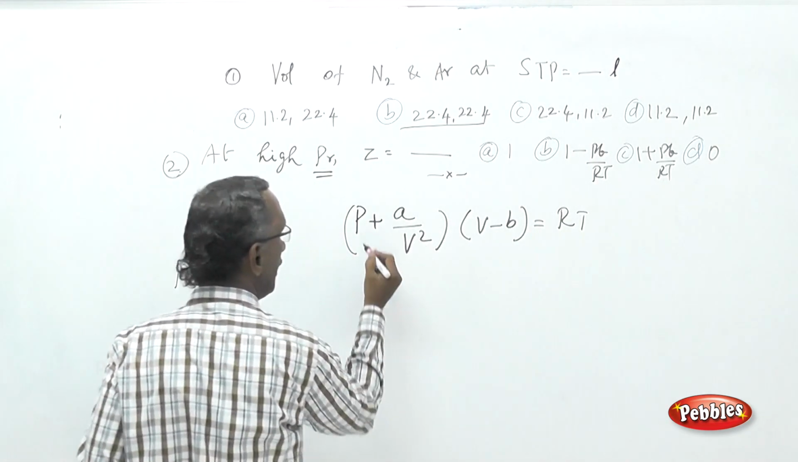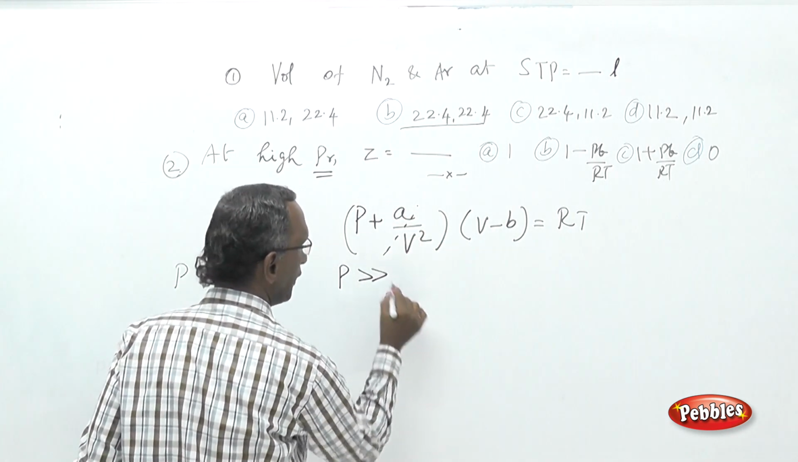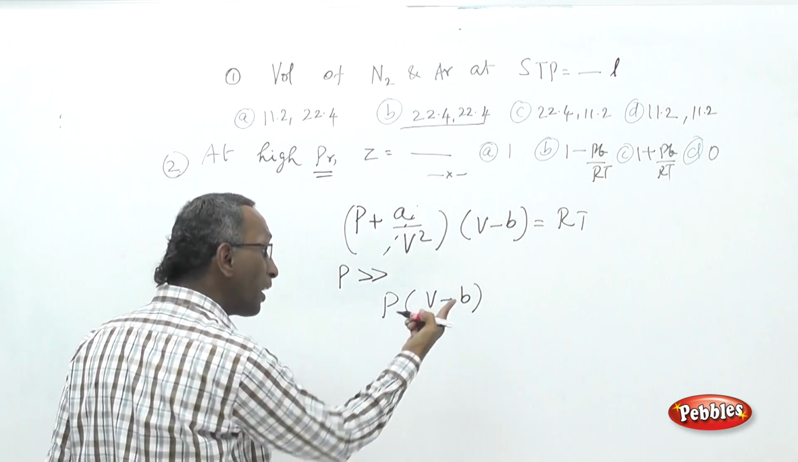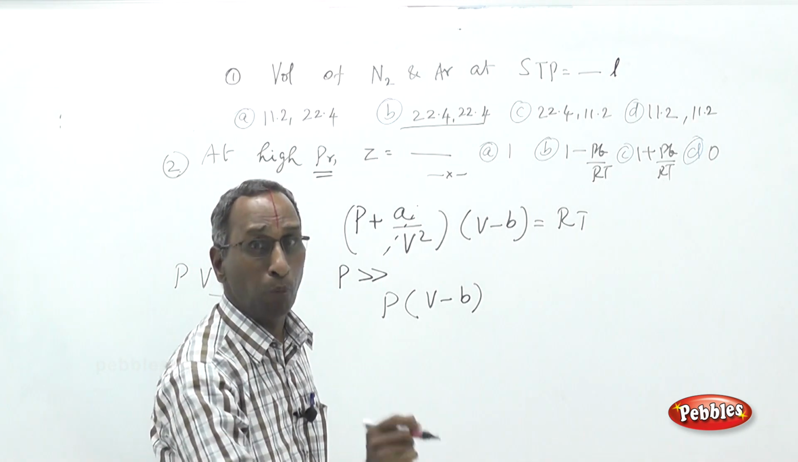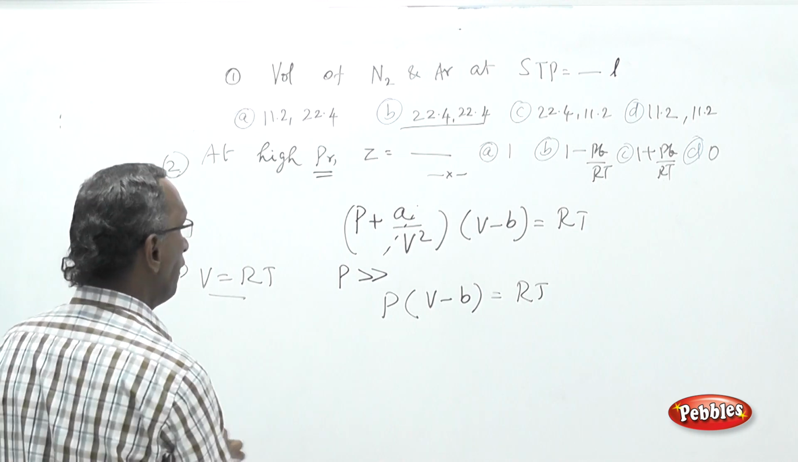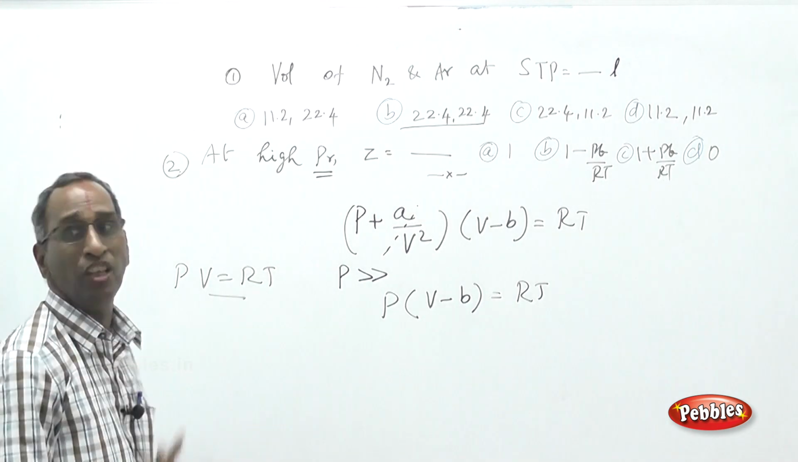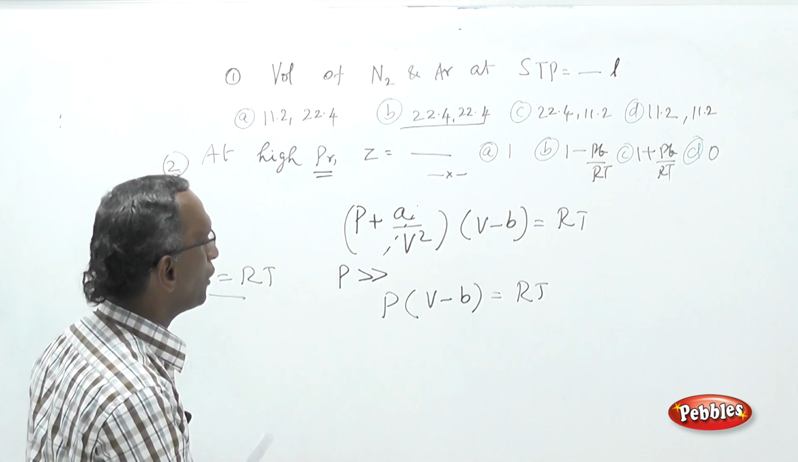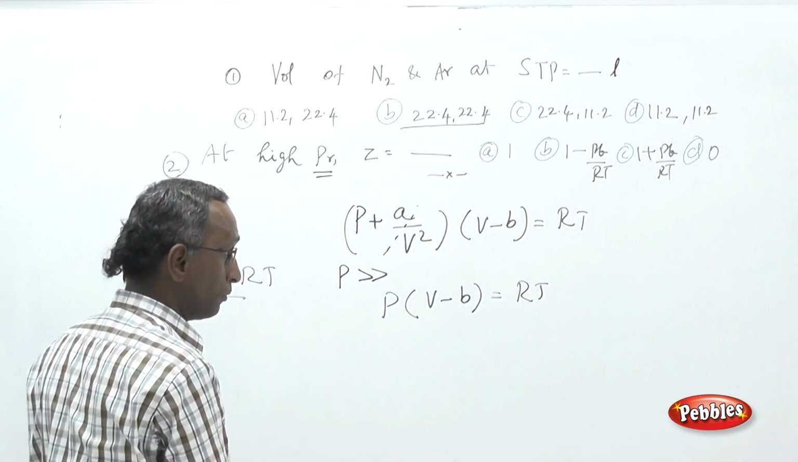For this case, if pressure is very high, this term can be neglected and the equation can be written with P alone: P into (V minus b). We have seen that b cannot be neglected; b is very low and V is also low, so between two such values you cannot neglect either. The idea is that the Van der Waals equation is reduced to this form at high pressure, because pressure is very high compared to a by V squared. So a by V squared is negligible compared to P, but b is not negligible compared to V. That is to be noted.